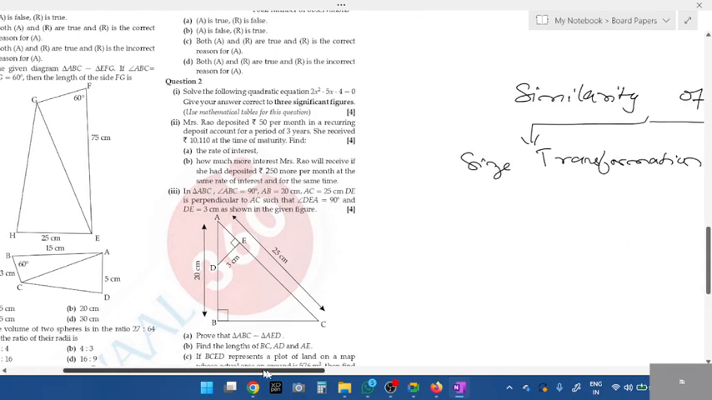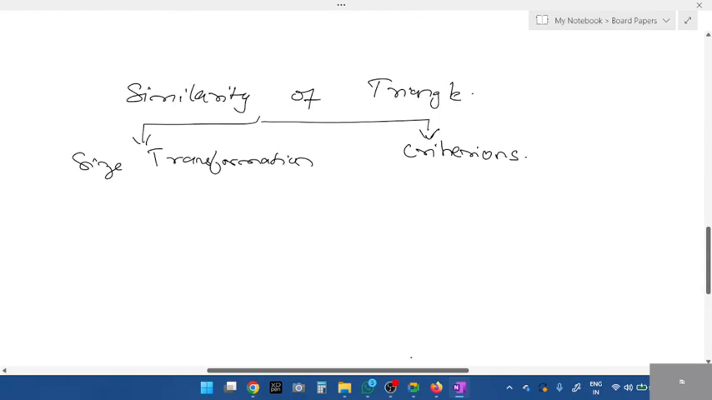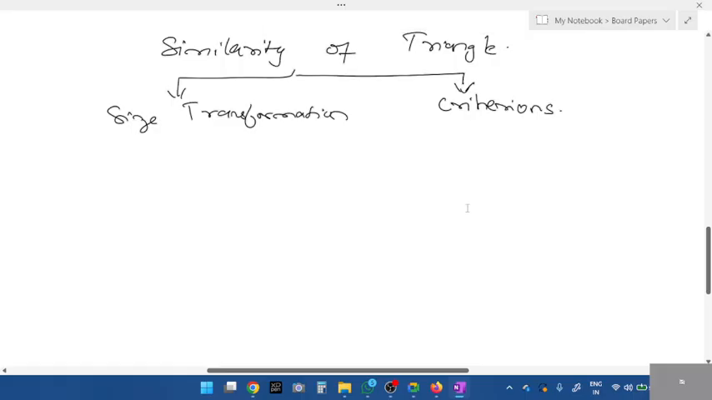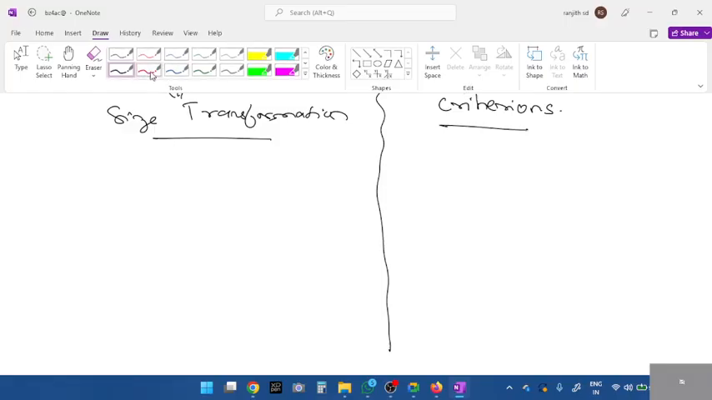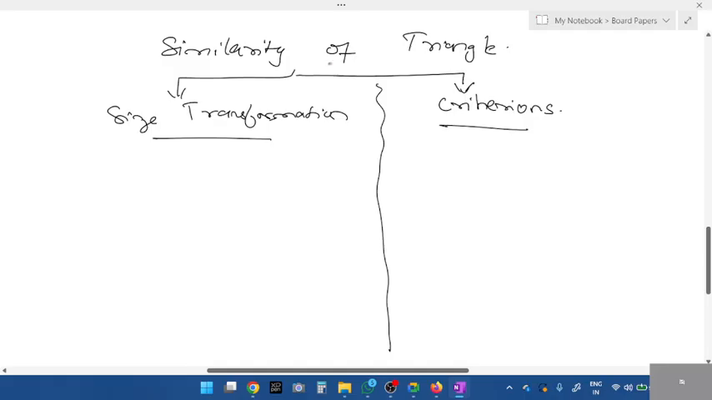Everything should be related to angles. All of you will remember similarity of triangle. We studied size transformation and criterion. It's going to be a lengthy concept, students, 10-15 minutes, so concentrate. First, size transformation. Similarity of triangle. It's a different part. Now, when it comes to similarities, there are two concepts.